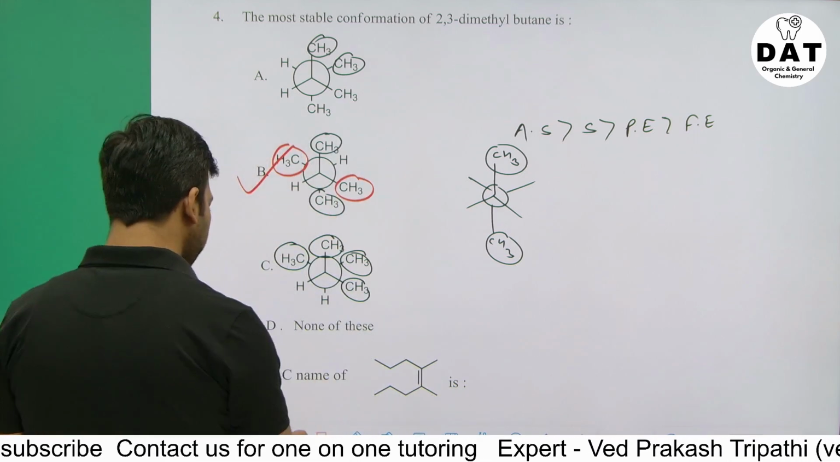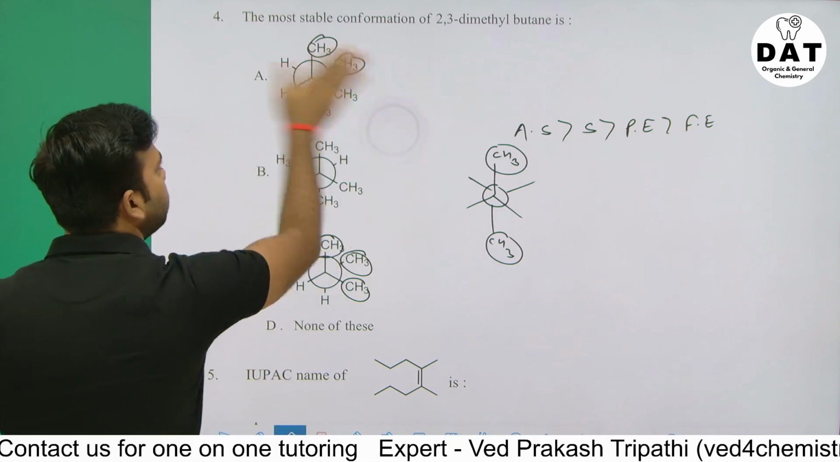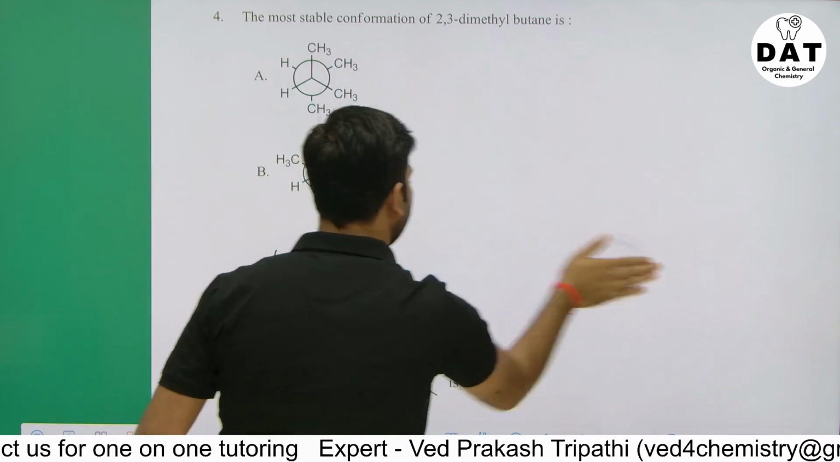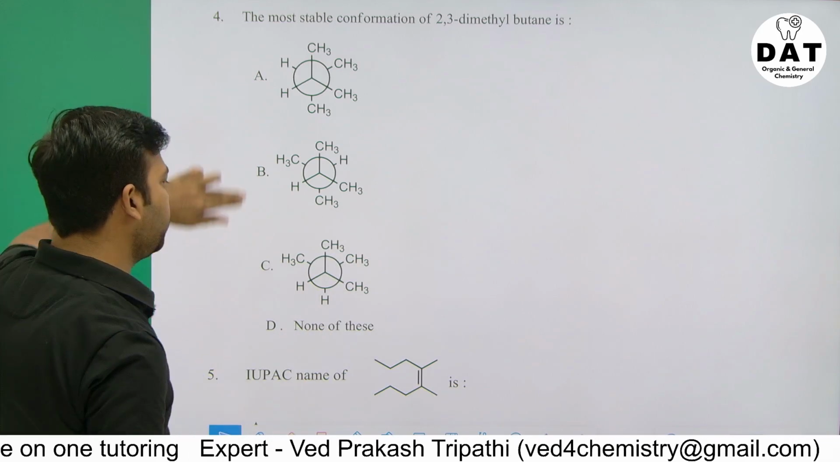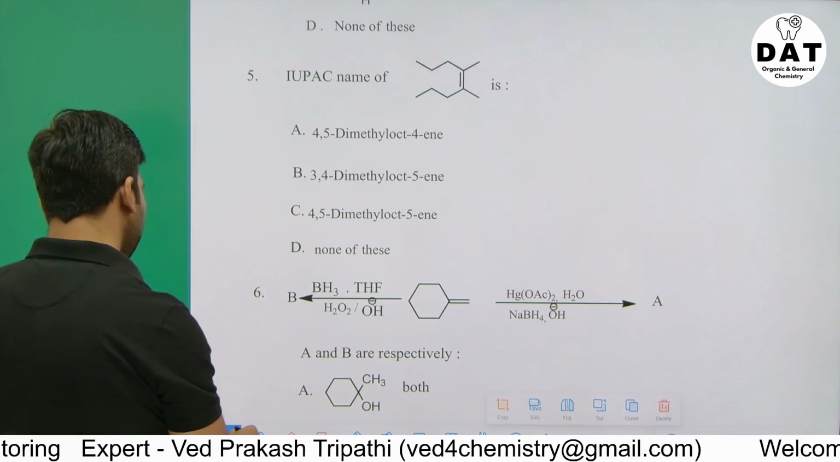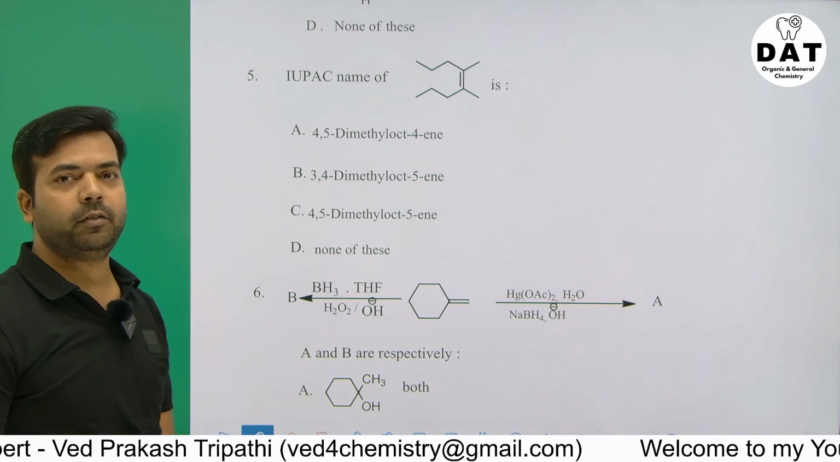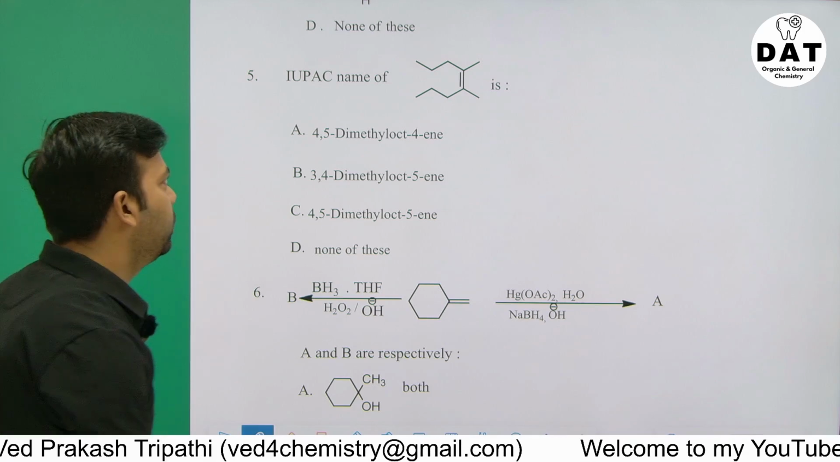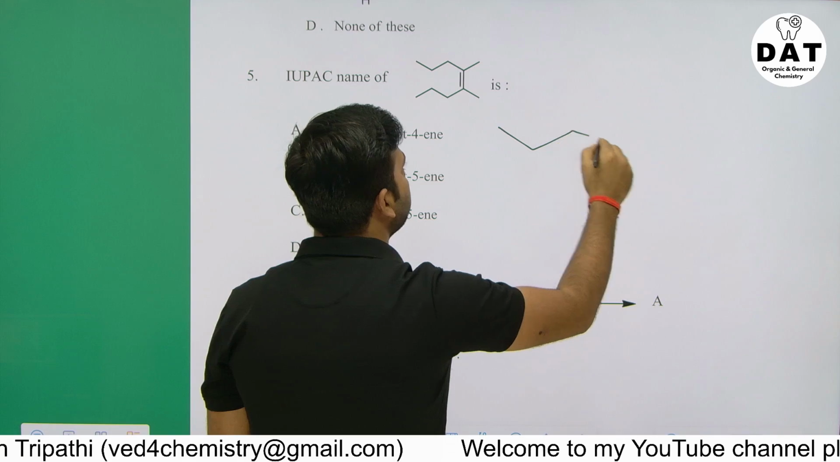Now we should try this one. Let me remove this. Question 5 is related to the naming, and this is quite simple. You have to select a parent chain and then start numbering from that end where the double bond gets the lowest number. So suppose this is my compound, I should draw like this.